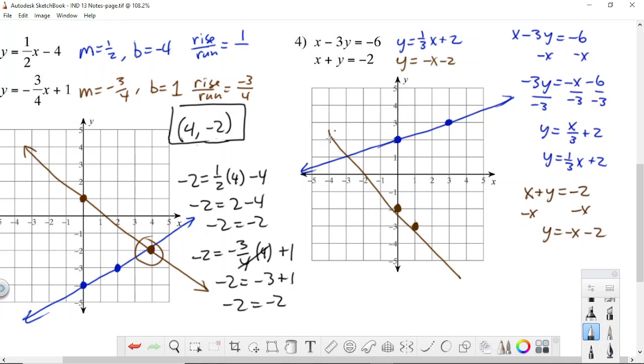Not drawn very well, but I think I got lucky and hit the point. And so, yeah, it looks like it's right there. That's our solution. So that is negative 3, 1.